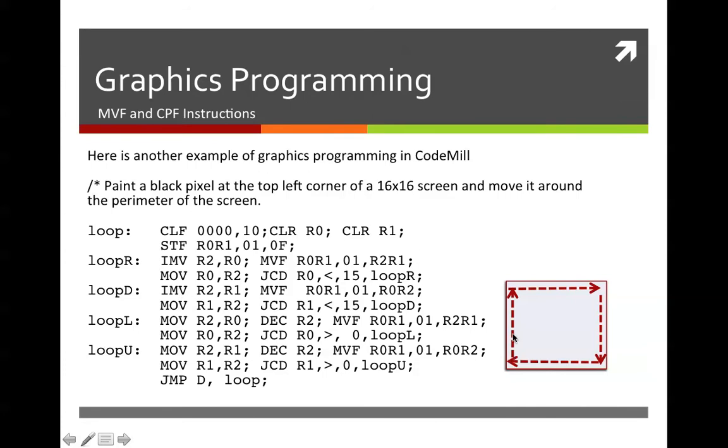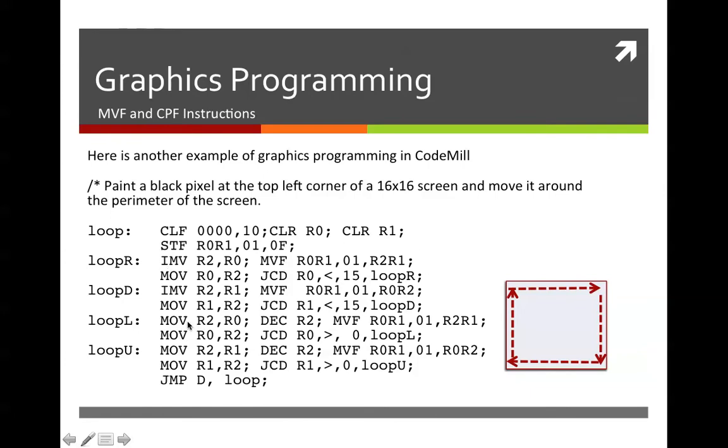Now third and fourth loops are a little different because decrement instruction is what we use here, as opposed to decrement and move, because there's no such instruction in CodeMill. All we have is decrement. So our first step would be to move R0 into R2 and then do the decrementation. So one step of this particular loop has become two steps in here because we do not have a decrement and move. So we first move and then decrement.